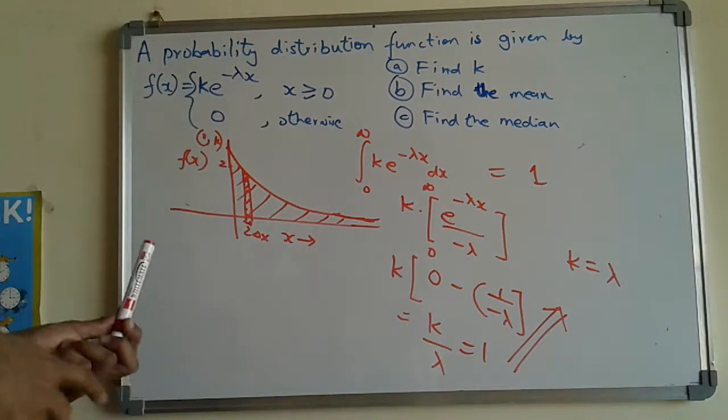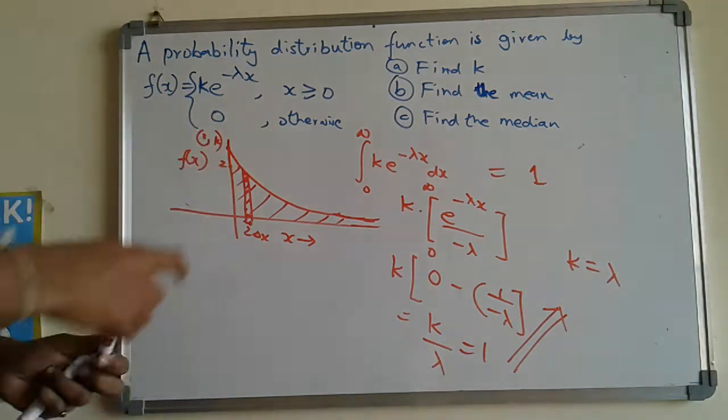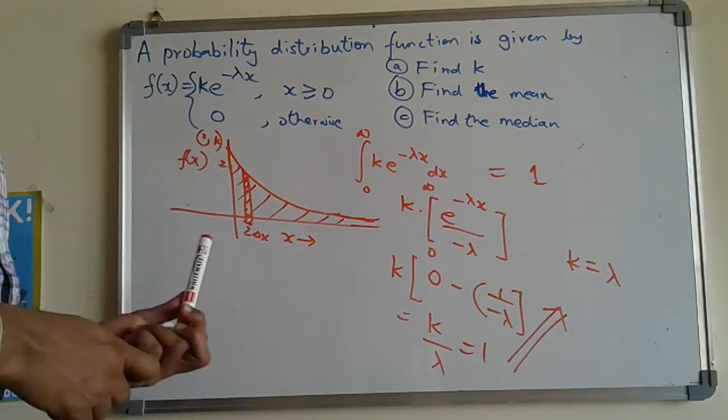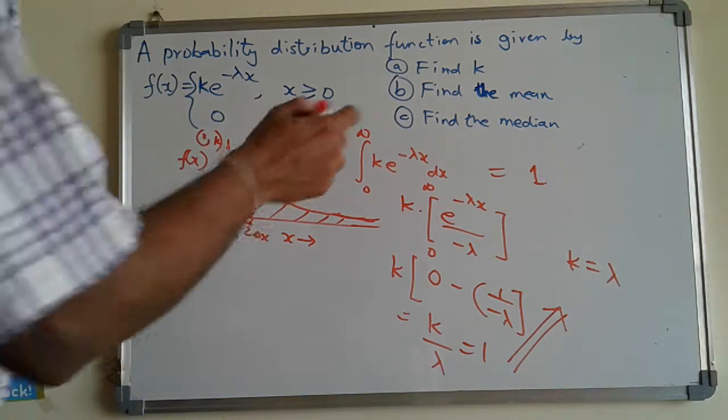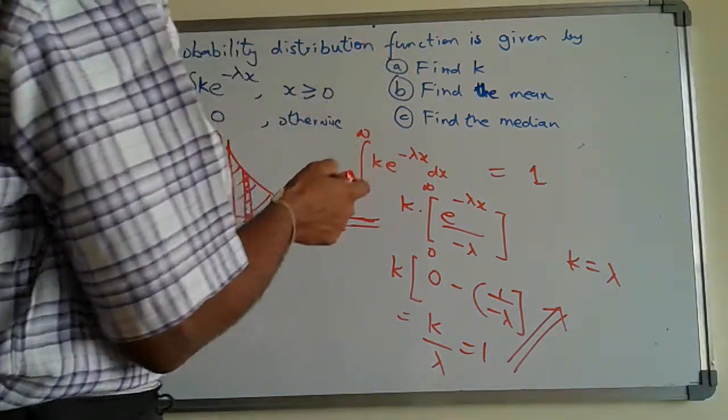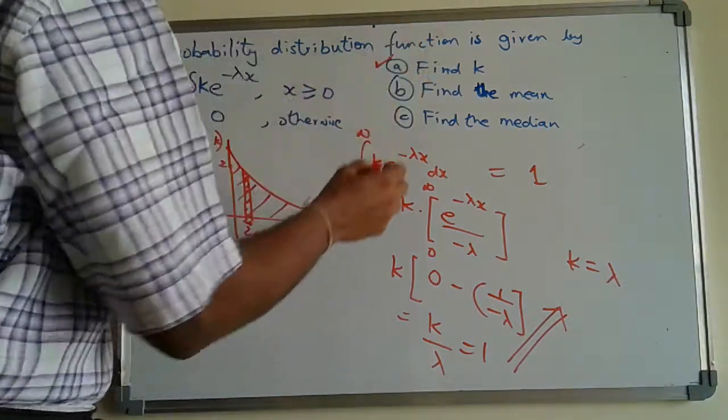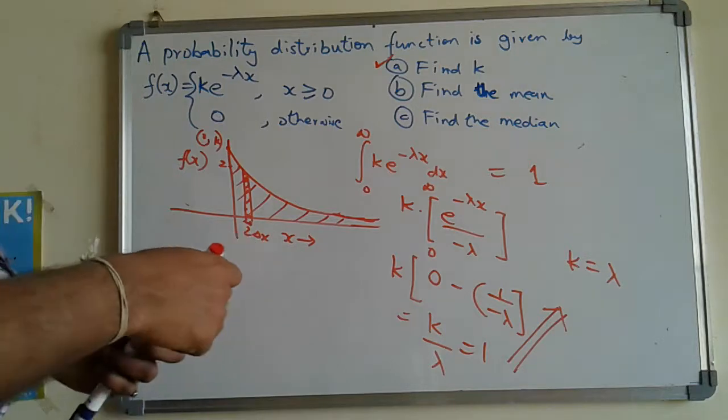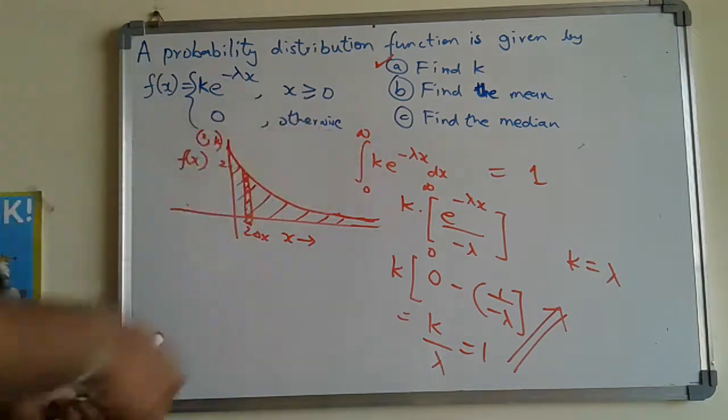So we found k in terms of lambda. The next question is to find the mean. How do you go about doing it? Probably we'll do the median first since that's easier. Let's look at the median since it's very related to the integral that we have here as well.